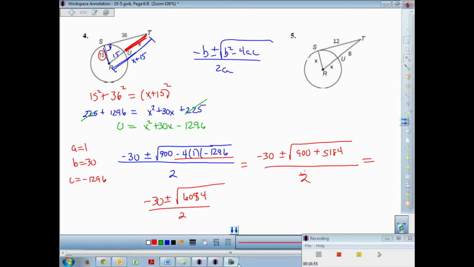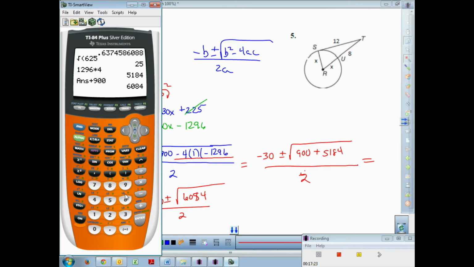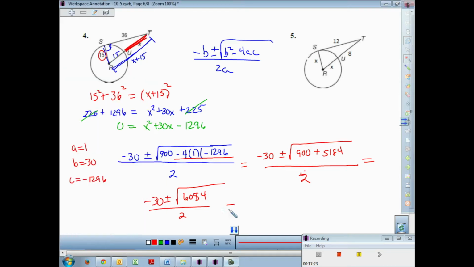First, let me show you something. I want to check to see if 6,084 is a perfect square. And haha, it is. What that means is that equation was factorable, since that was a perfect square. But you know what? Like I told you, I don't want to spend the time to find two numbers that multiply together to be 1296. That's such a large dude.